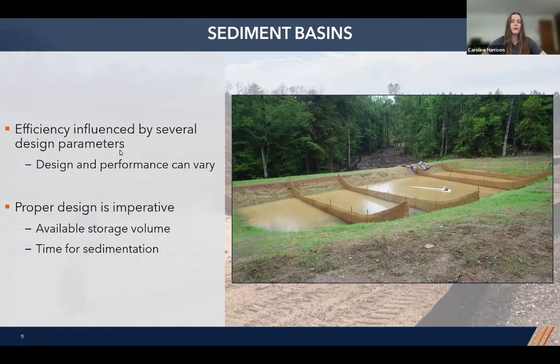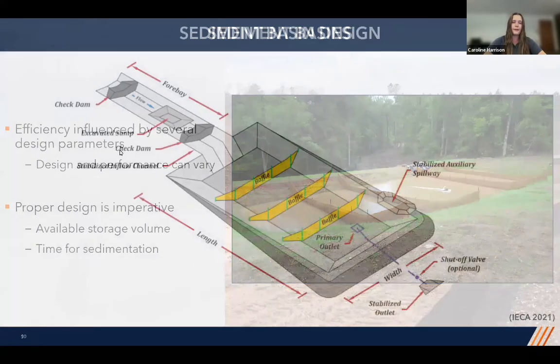The minimum volume a sediment basin should be able to accommodate is either 3,600 cubic feet per acre or the volume from the local 2-year 24-hour storm event. It's really important that sediment basins are properly designed on our construction sites so that we have enough storage volume available for capture after our rain events, while also allowing for sufficient time for sedimentation.